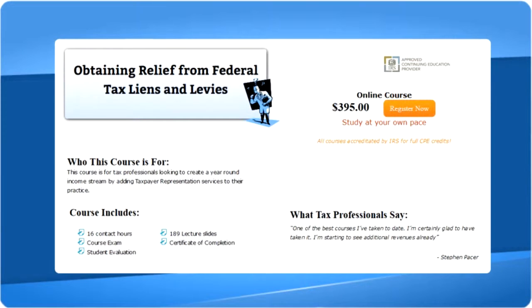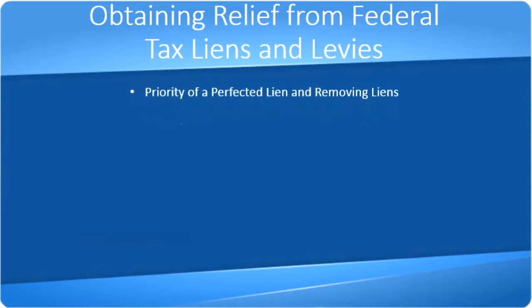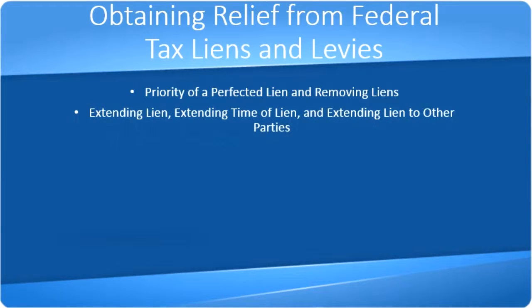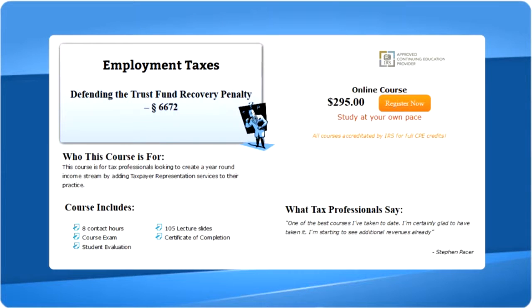Our Obtaining Relief from Federal Tax Liens and Levies course provides 16 hours of continuing professional education and teaches you about such things as priority of a perfected lien and removing liens, extending time of lien, and extending lien to other parties, levies and getting levies released, seizure and sale, and more.